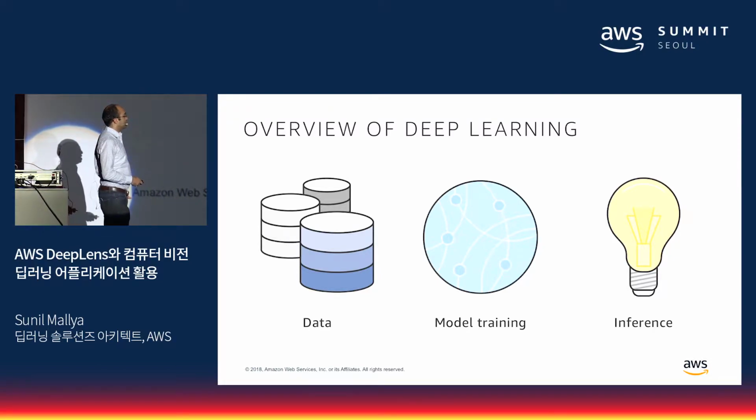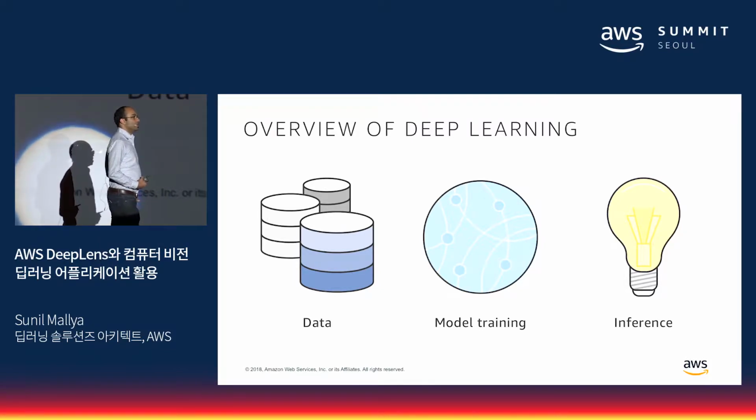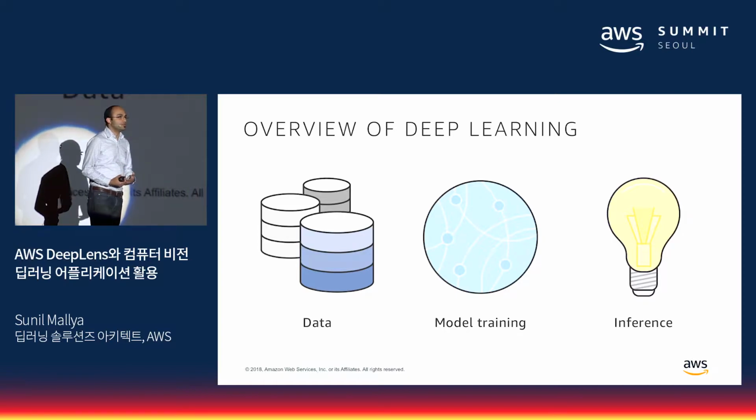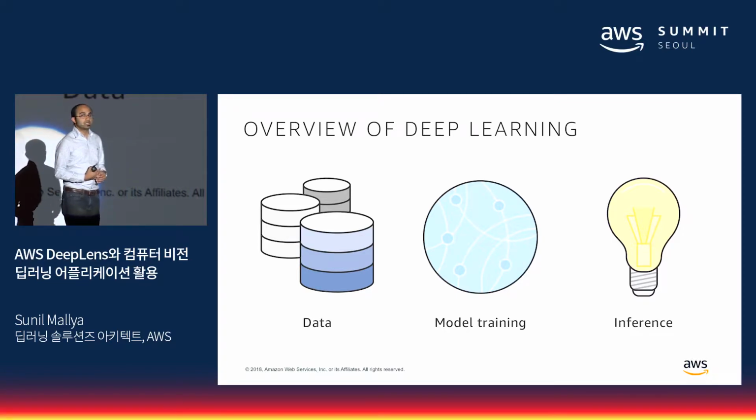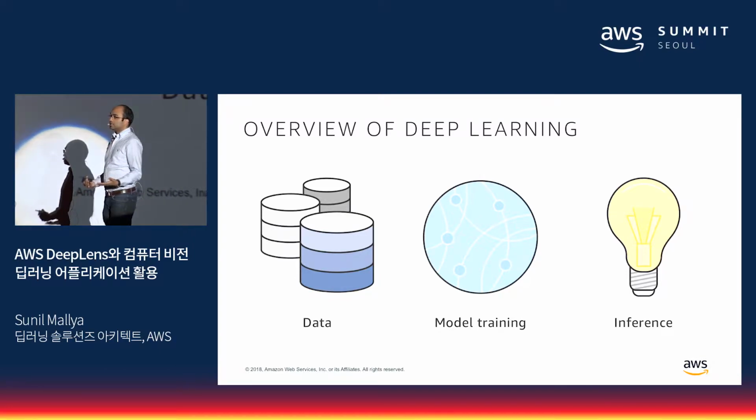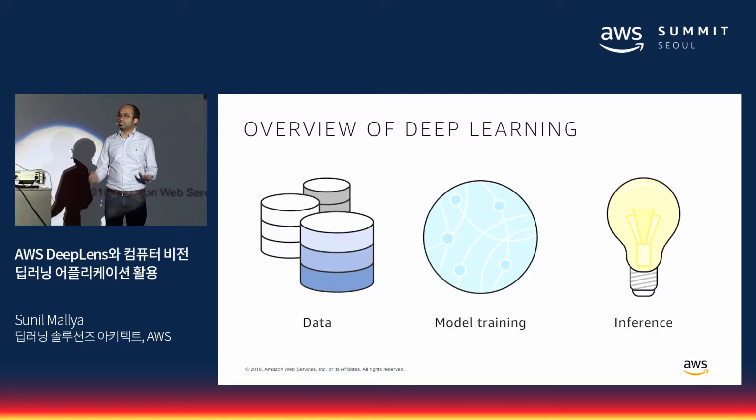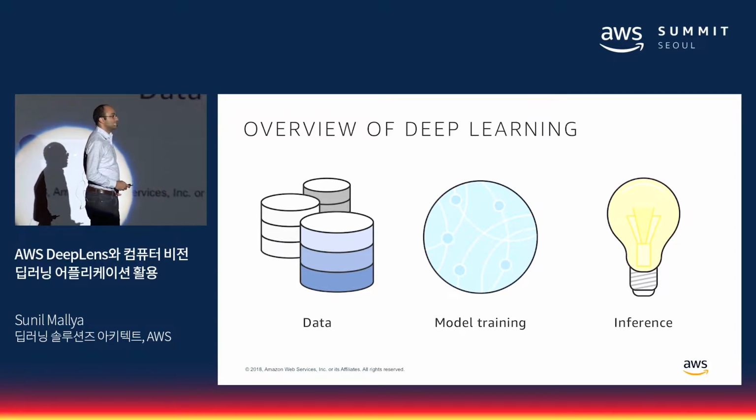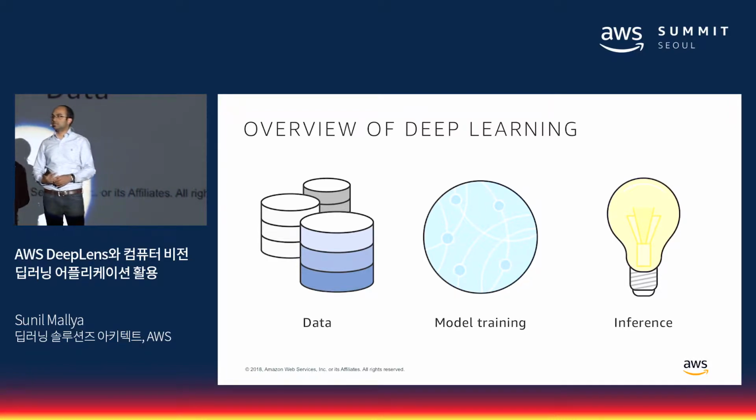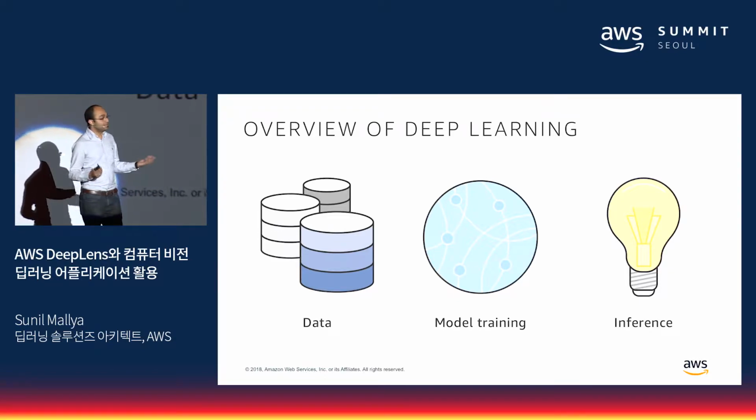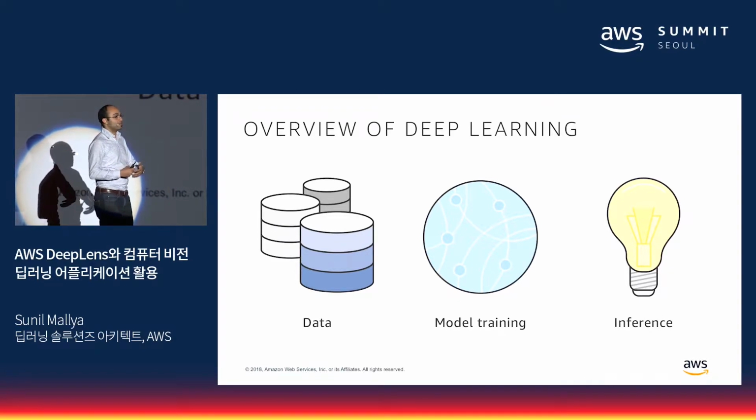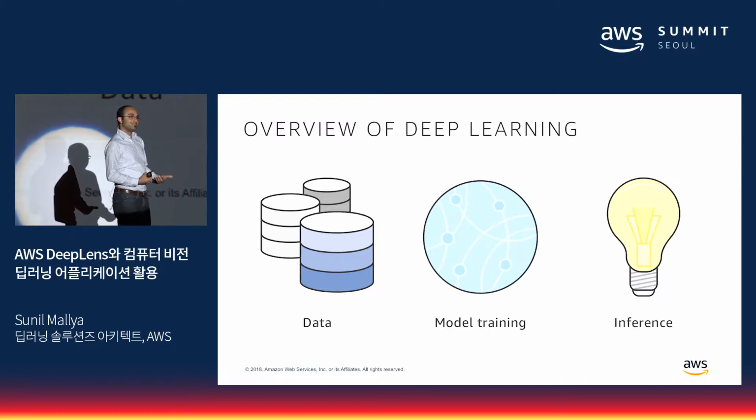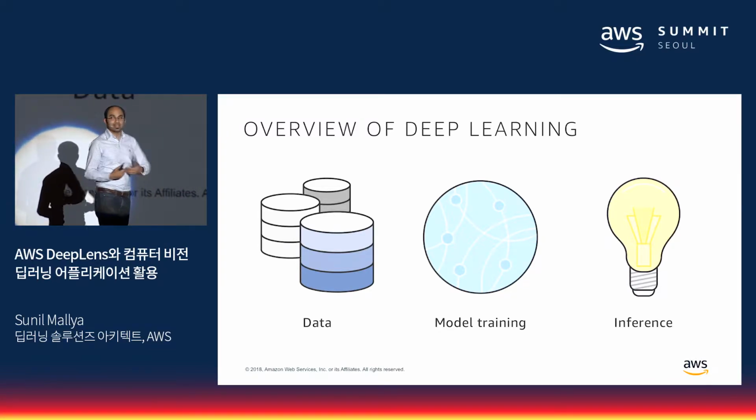Now, once you have that data, the next step is model training. While we have services like the deep learning AMI that allow you to spin up your infrastructure, things like SageMaker make it really simple for you to develop machine learning models at scale. The third part is inference. SageMaker allows you to deploy endpoints where you can consume the model, but DeepLens goes a step further where you can actually deploy it onto a physical device and do inference at the edge.